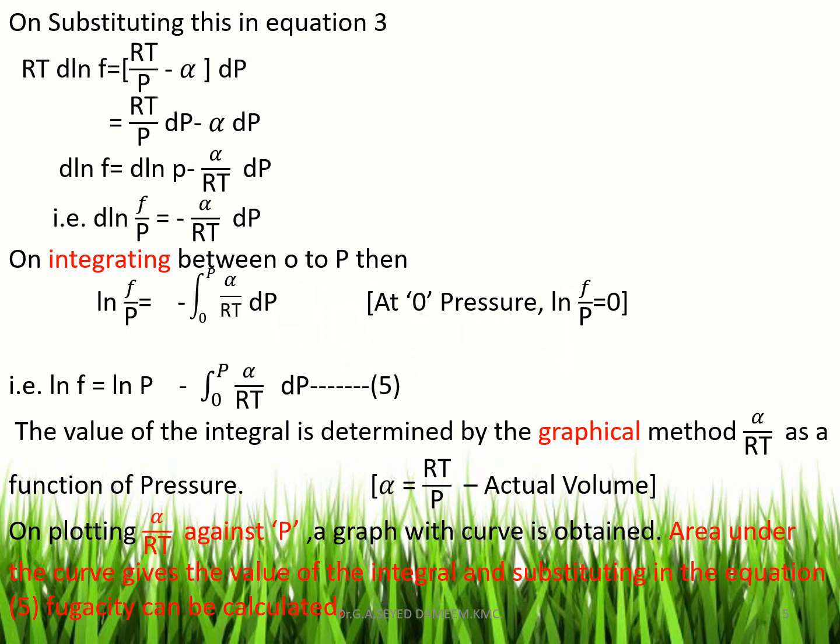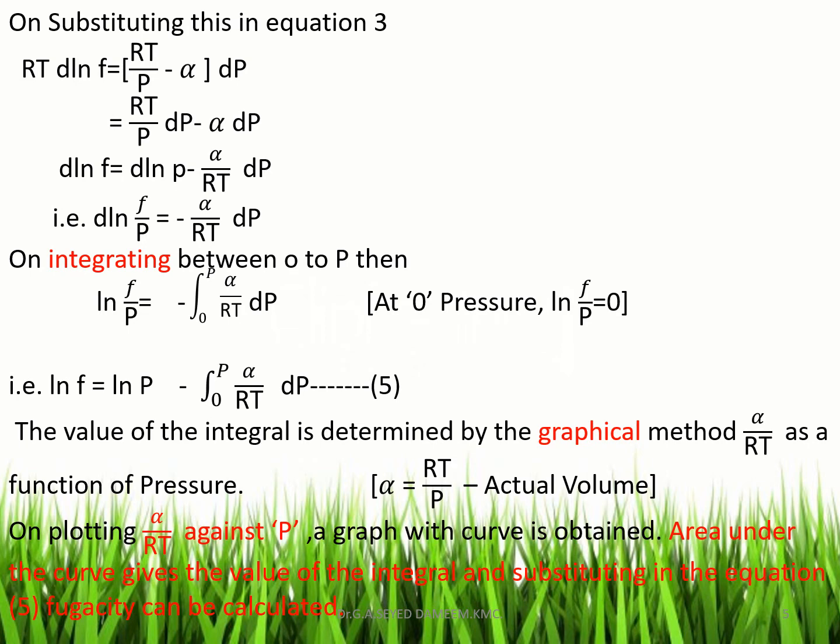And dividing this equation by RT on the left hand side and right hand side, we get dln f is equal to dln P minus alpha by RT dP. That is, dP by P becomes dln P. So on the left hand side RT is cancelled, and on the right hand side the first term RT is cancelled and the second term is divided by RT. So dln f is equal to dln P minus alpha by RT dP. That is otherwise written as dln f by P is equal to minus alpha by RT dP.